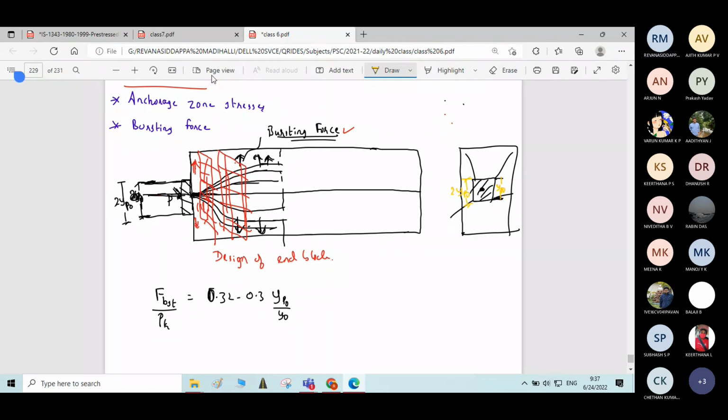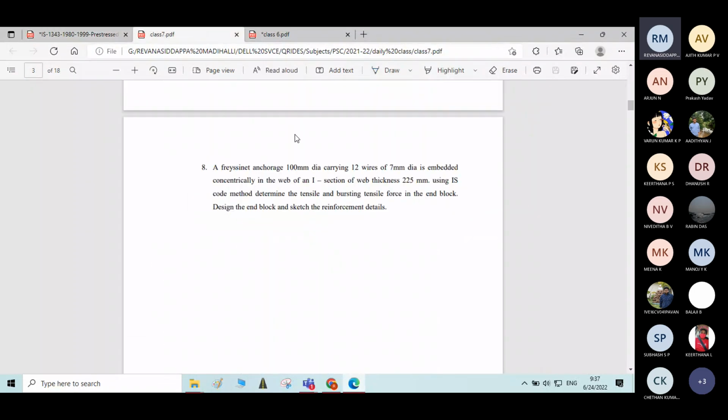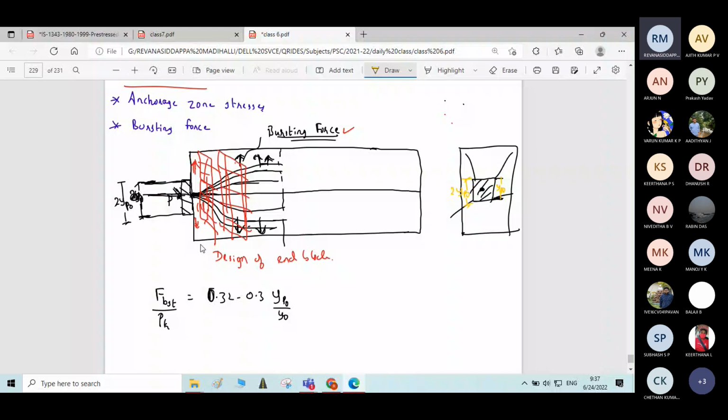Then the second thing is y naught, the side of the end block. Side of the end block means this one. Here also, instead of simply denoting it as y naught, we will denote it by 2y naught. I'll tell you why it is taken as 2y naught in the next class.